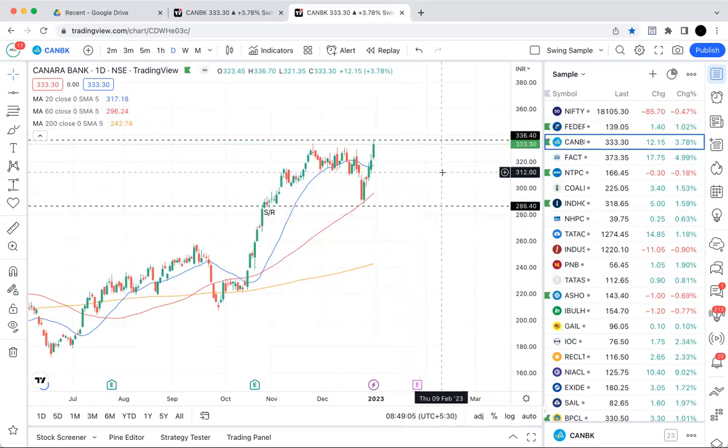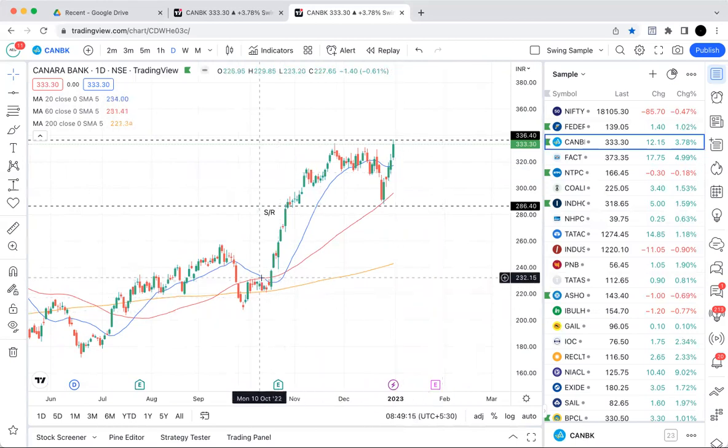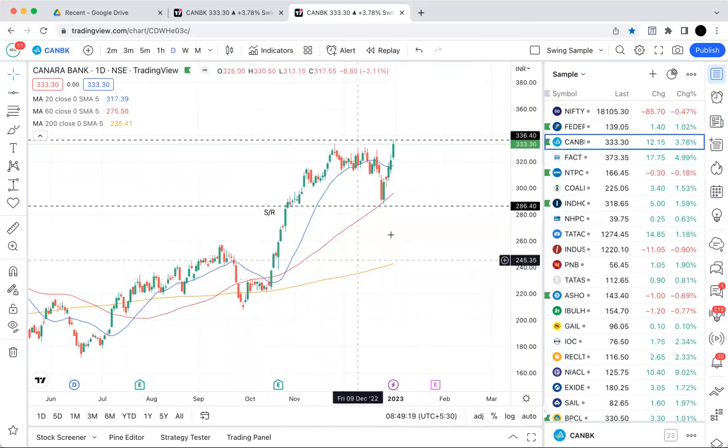Now the big question is how long to hold on to it. Here's my suggestion: don't sell at all right now. Don't sell until you see the 20 crossing below the 60.